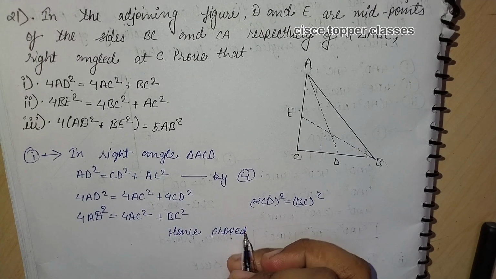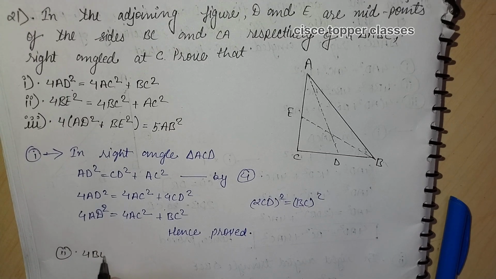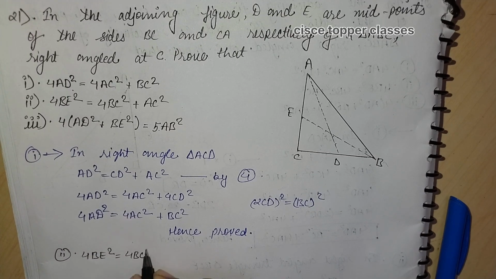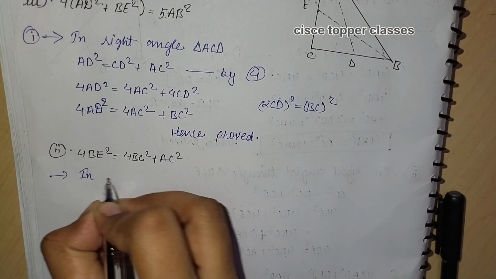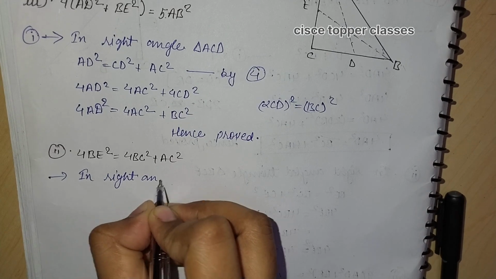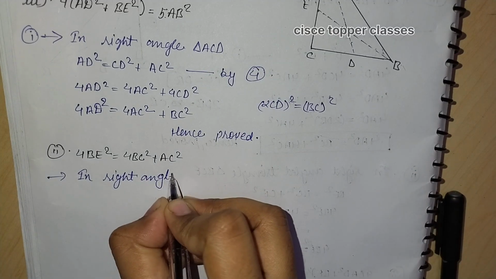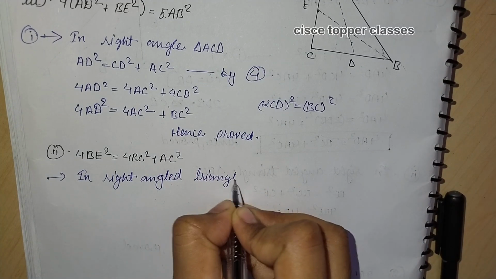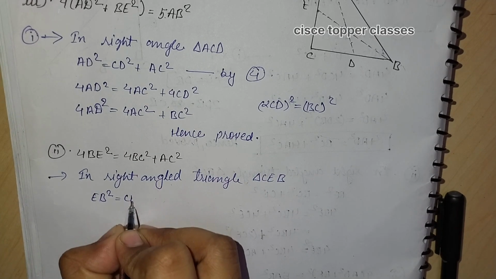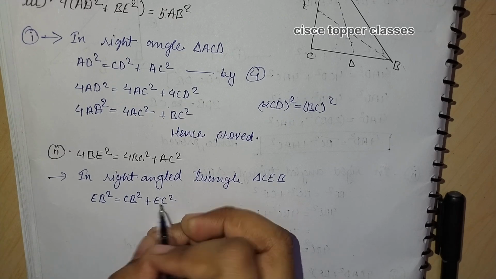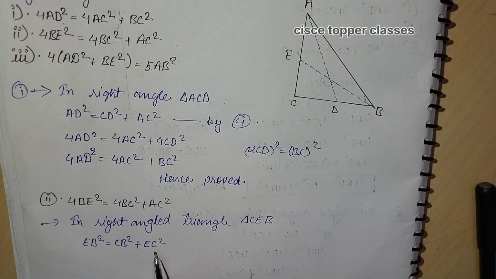Now the second thing which we have to prove here is 4BE square is equal to 4BC square plus AC square. So simply we can write in right angle triangle. In this we can take the triangle here because it is B square, so we can write triangle CEB. So in right angle triangle CEB, we can write EB square is equal to CB square plus EC square. Because E is the midpoint here, we can write this EC square.